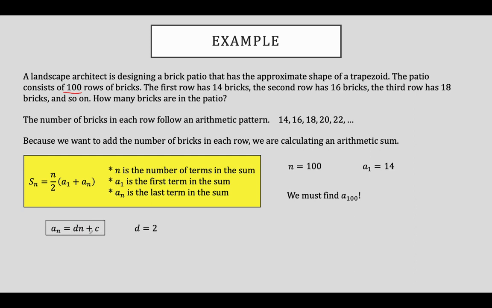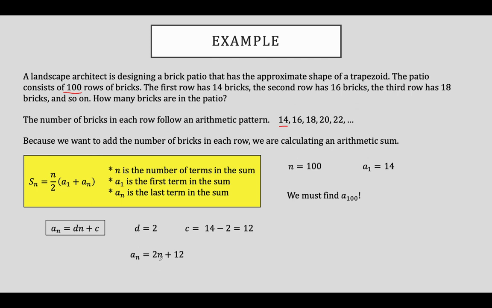To complete the equation here, we also need to know what c is. C corresponds to the 0th term, or the term that comes before my first term. Well, if 14 is the first term, and as I go to the right, I have to add 2 each time, all that means is to get the 0th term, I would simply subtract 2. 14 minus my common difference of 2 gives me c is equal to 12. And now we have our expression a subscript n is equal to 2n plus 12. This equation right here will give us the number of bricks in each row, in the nth row.